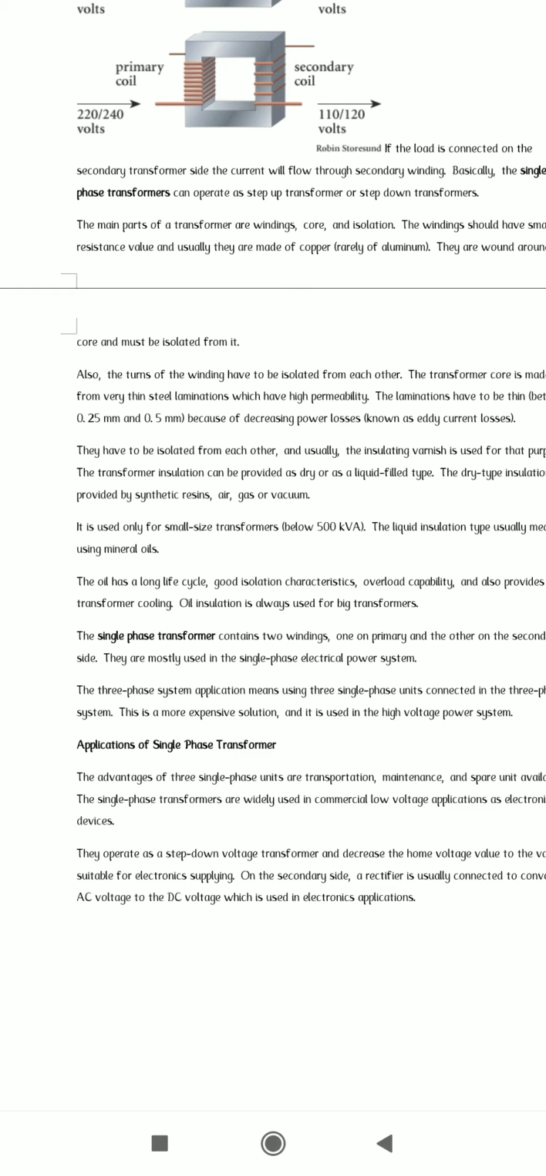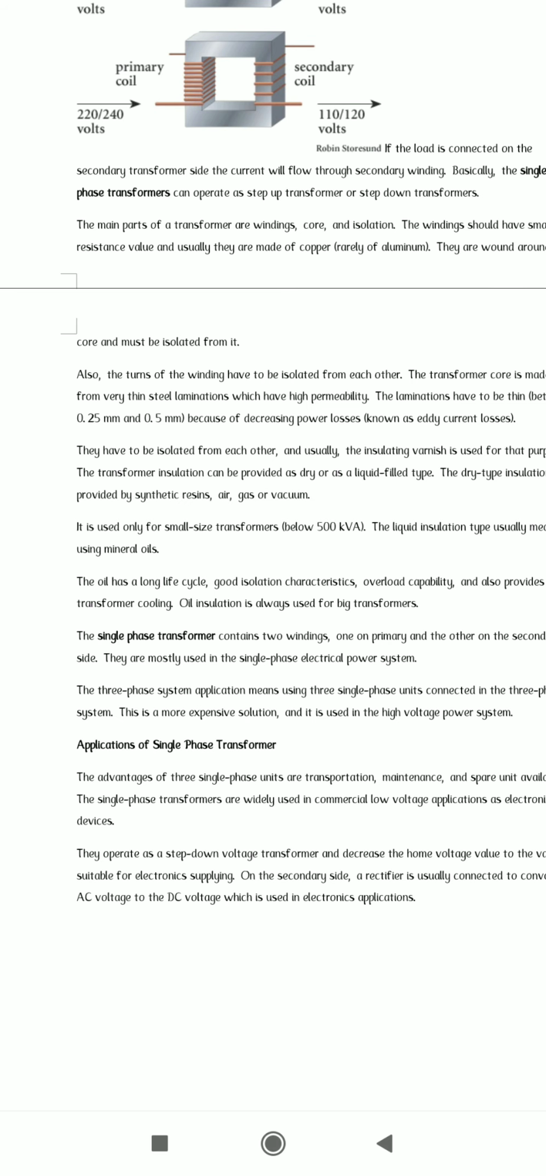The applications of single phase transformers are units of transportation, maintenance, and spare units. Why are single phase transformers used in these places? A single phase auto transformer, also called a variac as we already studied, gives 0 to a maximum voltage of 230 volts. For that purpose, we use this type of transformer in these applications.